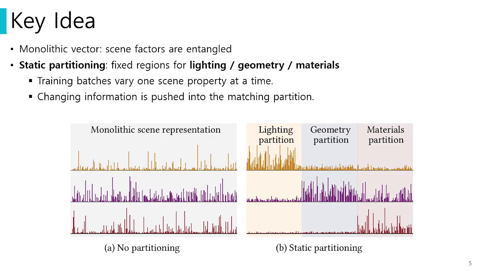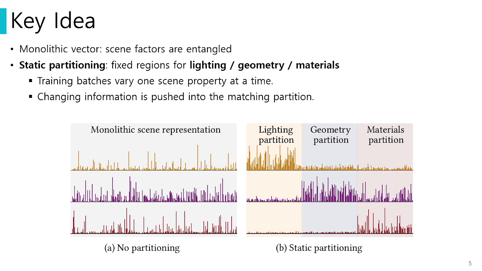Now let's zoom in on how this separation is trained. On the left, the scene representation is monolithic. Lighting, geometry, and material information are mixed across the latent vector. On the right, the vector is split into three fixed partitions: lighting, geometry, and materials.